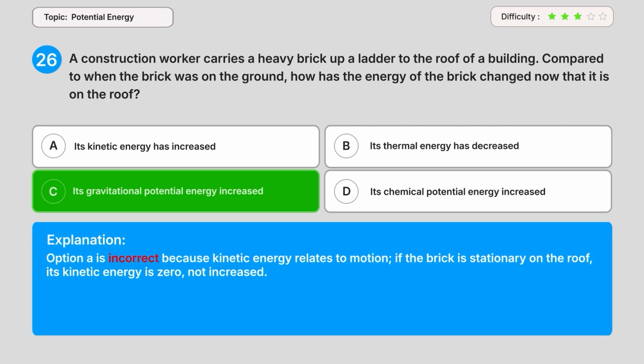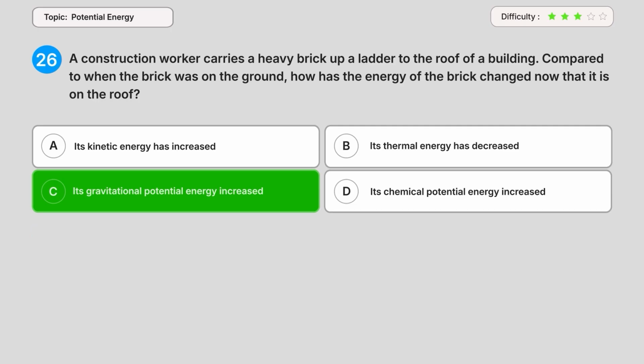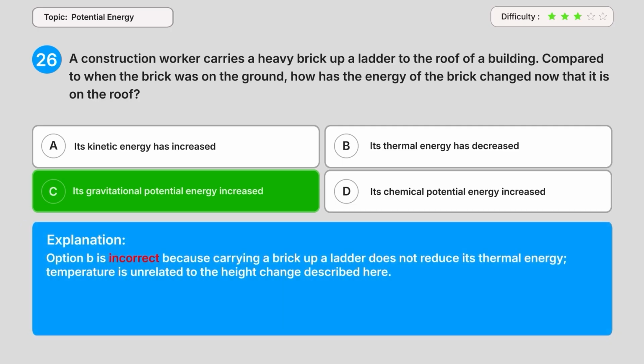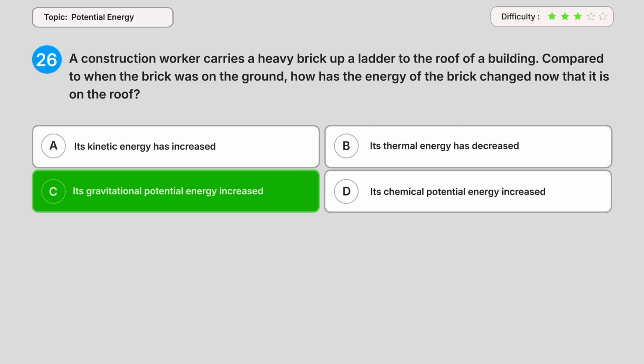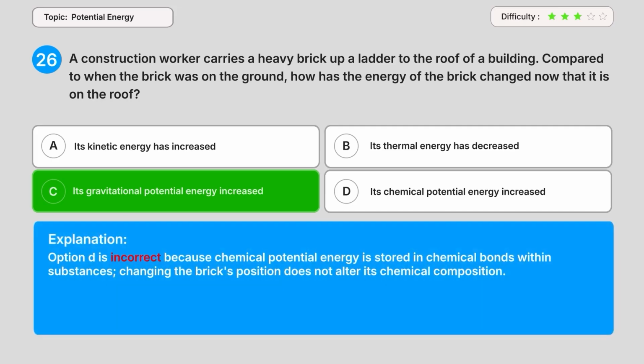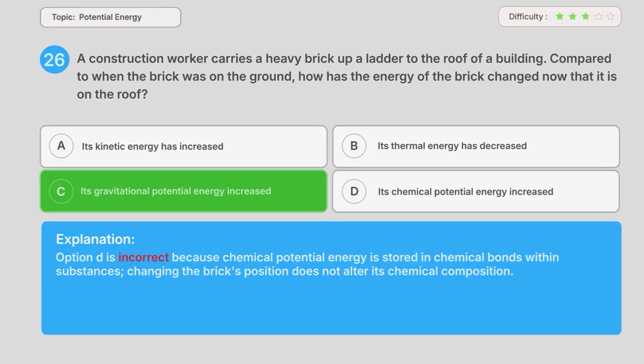Option A is incorrect because kinetic energy relates to motion. If the brick is stationary on the roof, its kinetic energy is zero, not increased. Option B is incorrect because carrying a brick up a ladder does not reduce its thermal energy. Temperature is unrelated to the height change described here. Option D is incorrect because chemical potential energy is stored in chemical bonds within substances. Changing the brick's position does not alter its chemical composition.